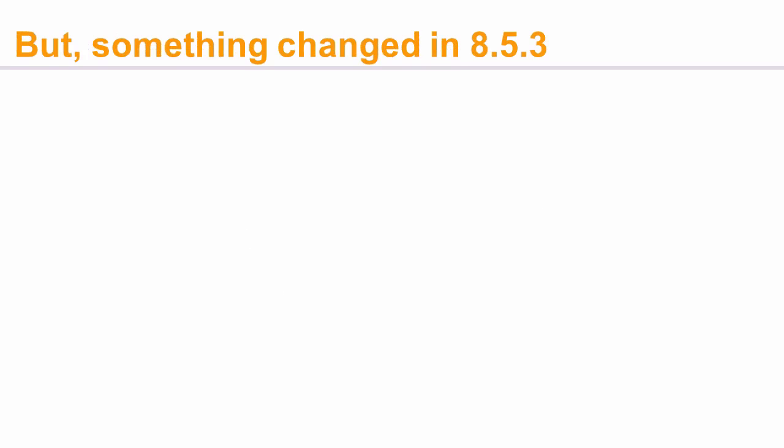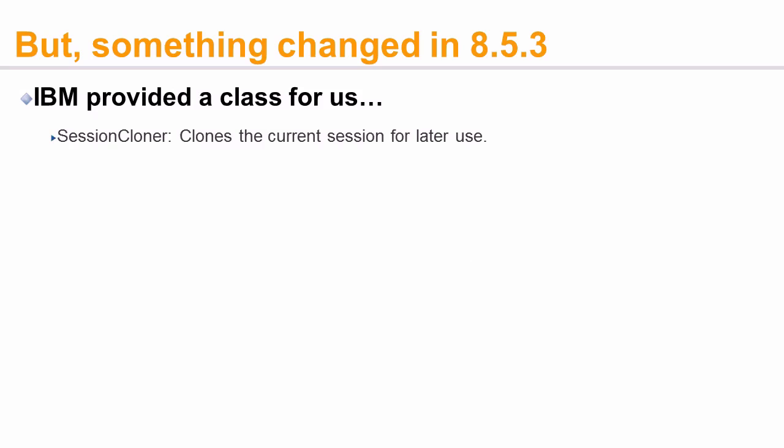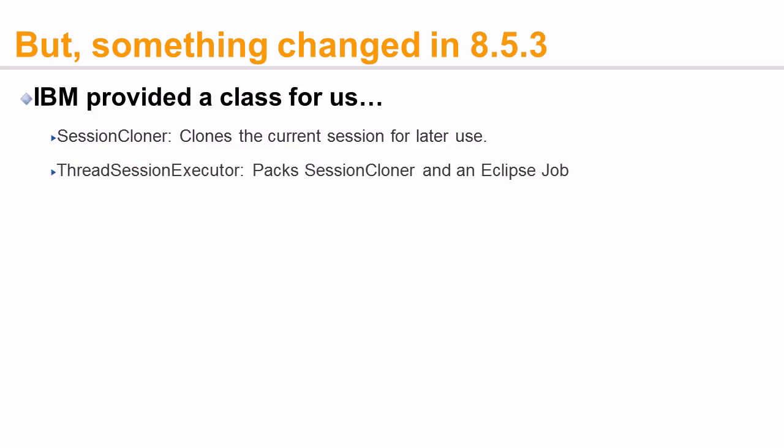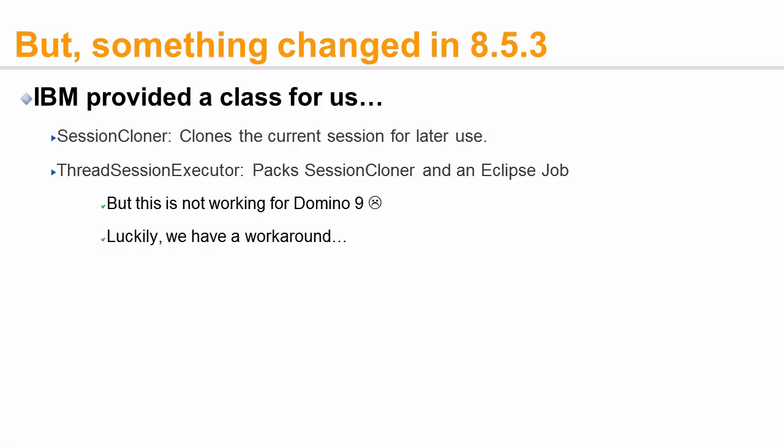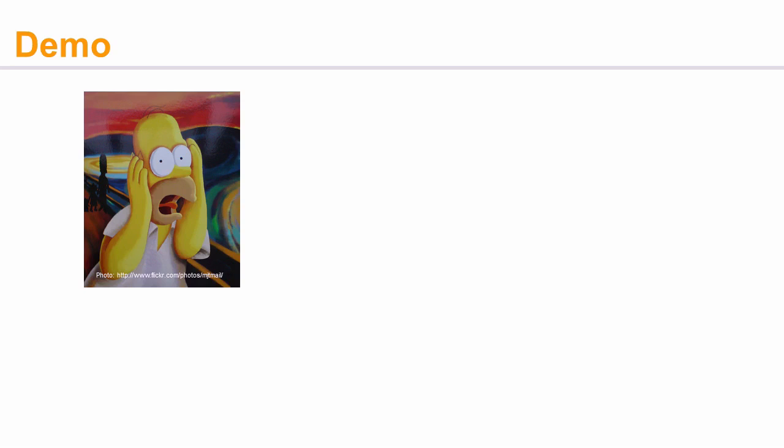But IBM changed things in 8.5.3. They provided a mechanism for us to run a parallel thread by providing a couple of classes. One of them, the most important one, is SessionCloner, which clones the current session for later use. They also provide a ThreadSessionExecutor, which actually packs SessionCloner and an Eclipse job in a single class. But there is a slight problem here, because it's not working on Domino 9. Luckily, we have a workaround here, and we will explain it just after the demo. Let's see what happens if we launch the same task of counting user agents asynchronously.